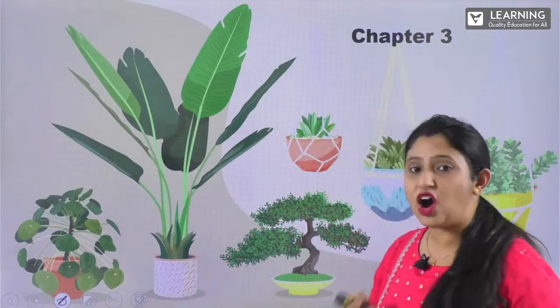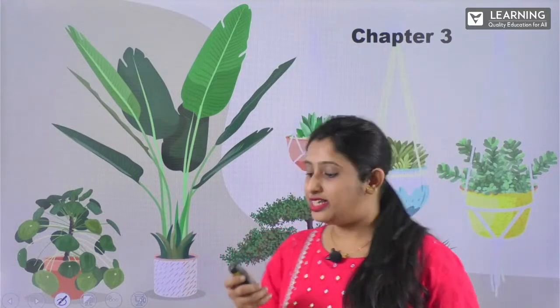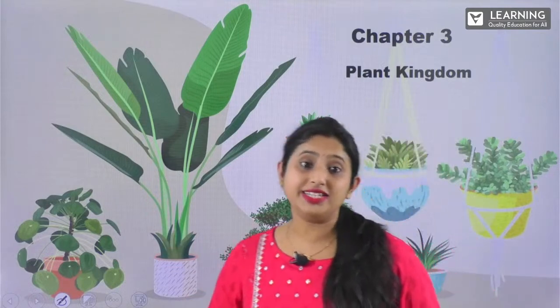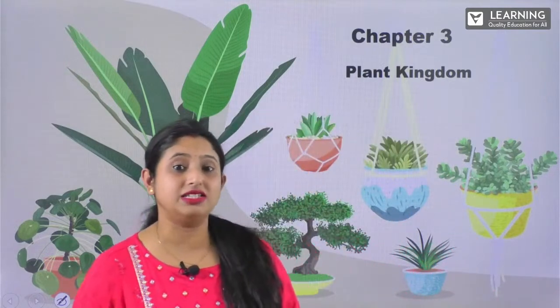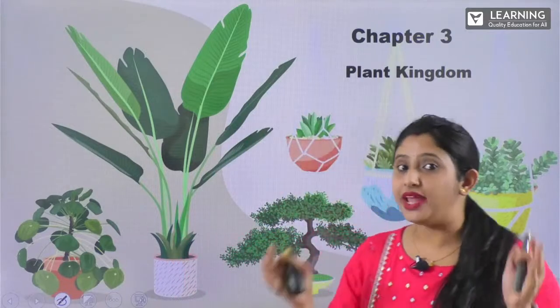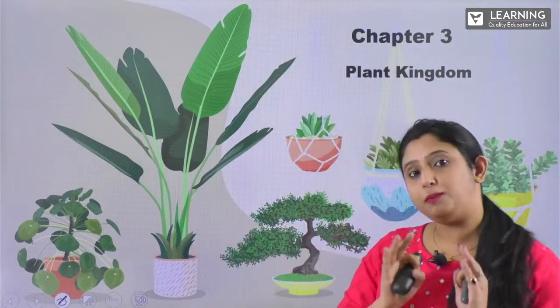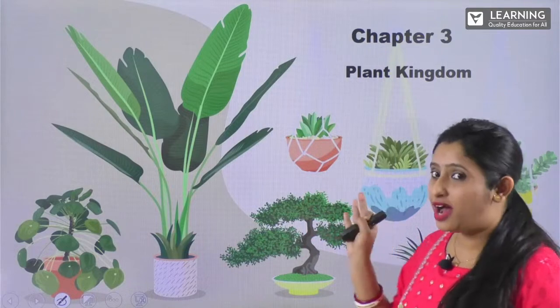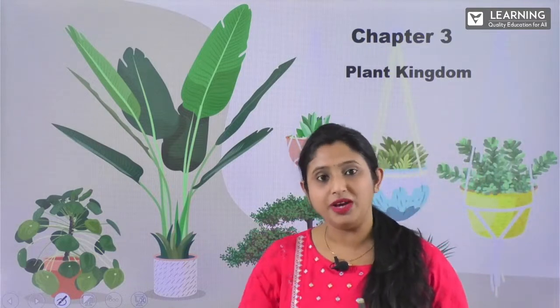So you can see all the plants, right? So the third chapter is all about plants and their characteristics. So this is nothing but your plant kingdom, where all the plants are grouped together depending on their characteristics and placed together. So that chapter deals with all about plants. So we are going to learn about plants in this plant kingdom chapter.